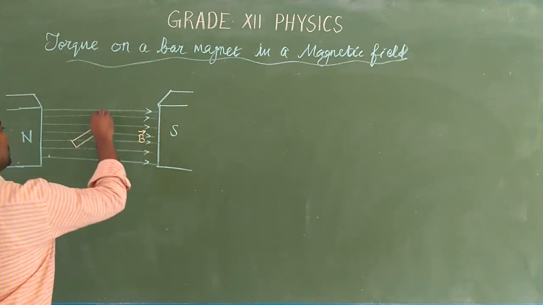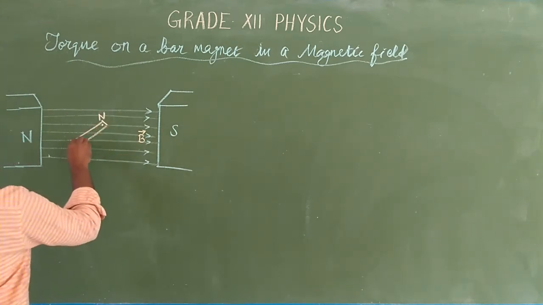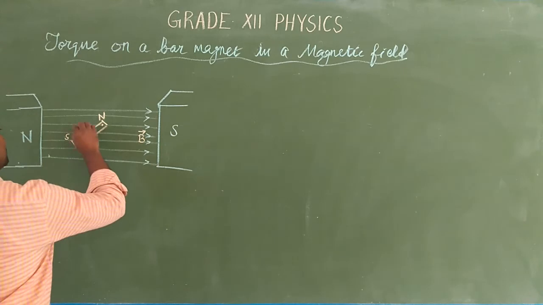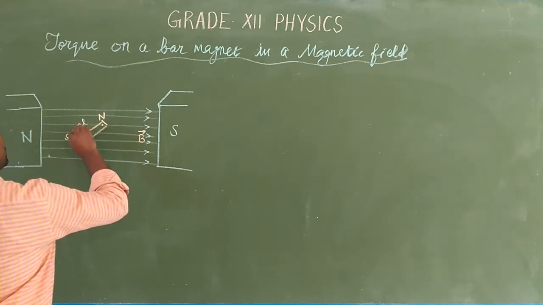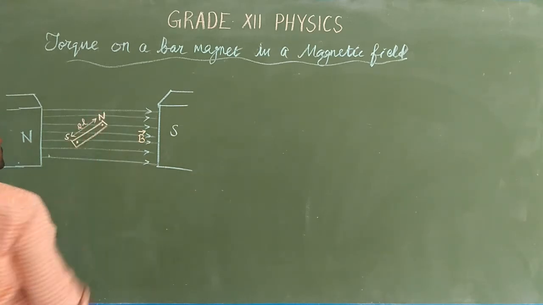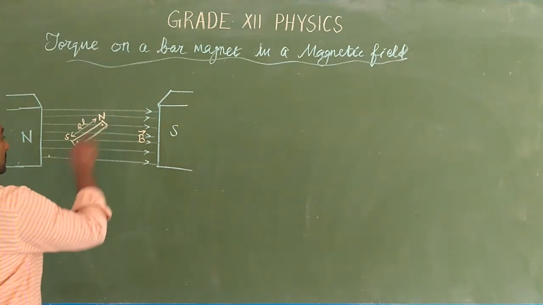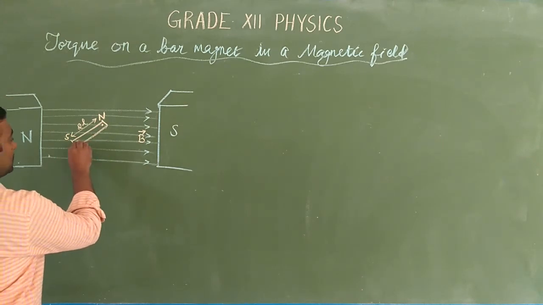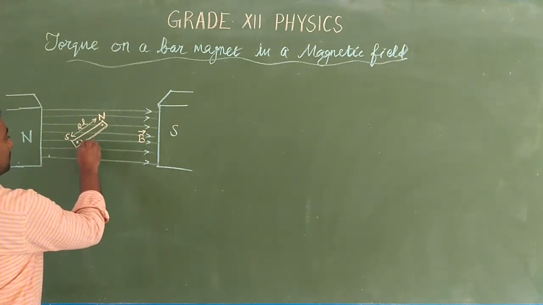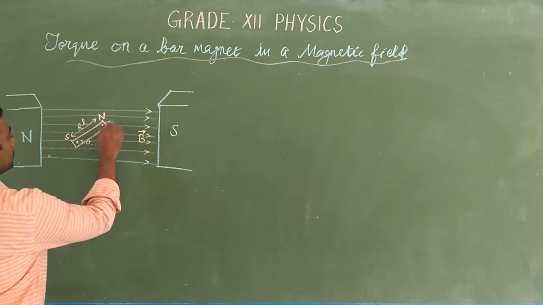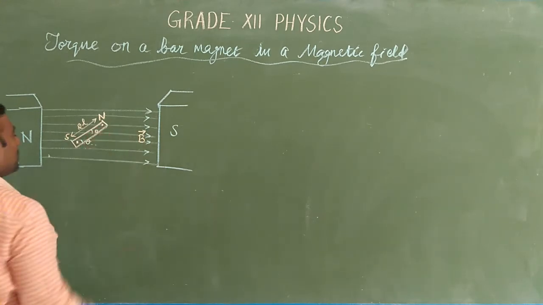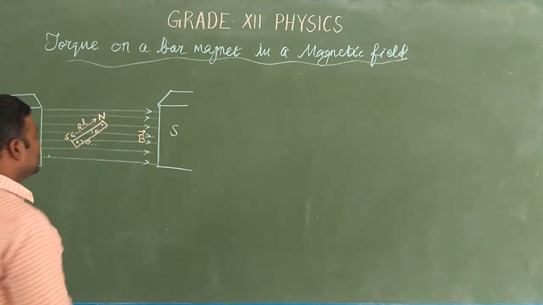So this is the north pole of the bar magnet and this is the south pole of the bar magnet, and this magnetic length is 2L. This we had already discussed. Now, place this bar magnet so that it makes an angle theta.